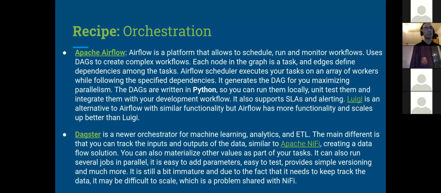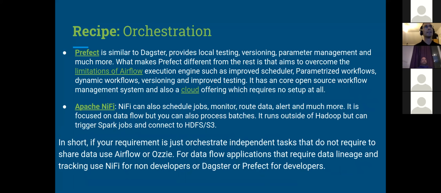So as you process one step of your pipeline, so I'm going to normalize my data and remove null fields or things like that. So that job could actually return you the count of things that it has done. So basically, it allows you to track the data, provides versioning, and a lot more. It's a bit immature at the moment, but it's very, very promising. Prefect is another orchestrator similar to Dagster. It basically provides solutions to the limitations of Airflow. You can read about them there.